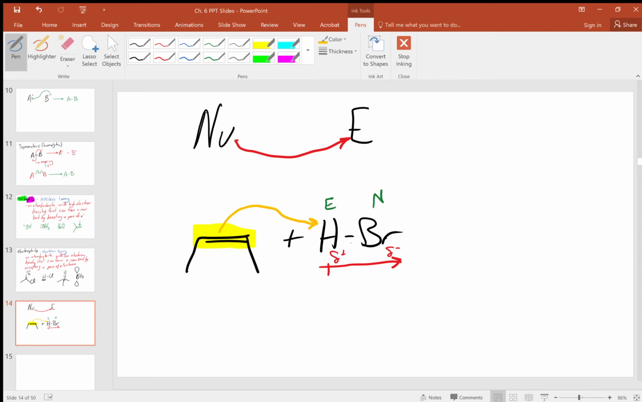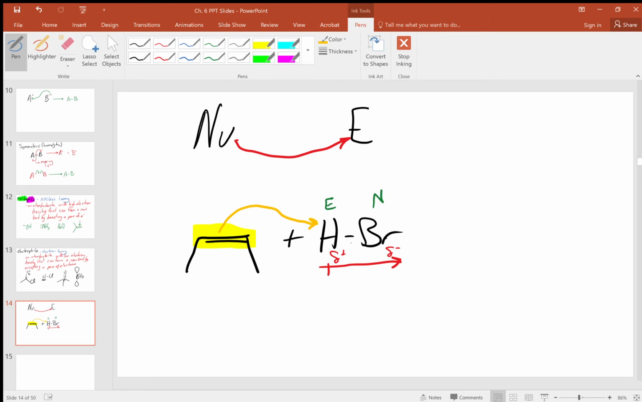But we can't stop at this point. This is not the full mechanistic step. Why can't we stop here? Well, if we stopped here, we would now have the hydrogen, which is already bonded to the bromine, also bonded to the alkene. That would mean the hydrogen would have 2 bonds or 4 electrons. And that's more than hydrogen is able to have. Hydrogen, of course, being in the first row of the periodic table, can have at most 1 bond or 2 electrons.